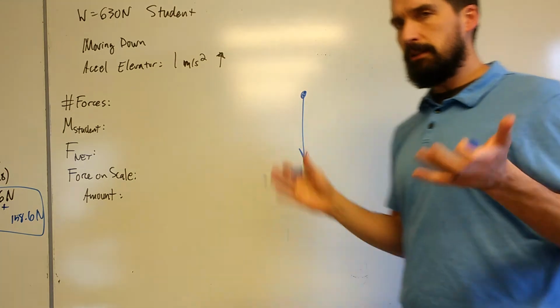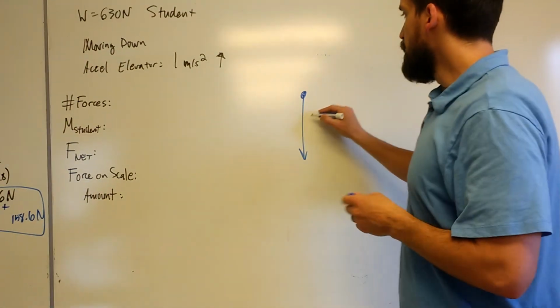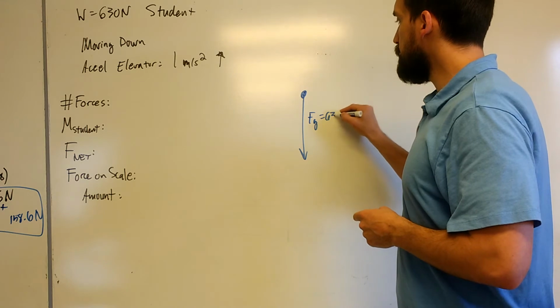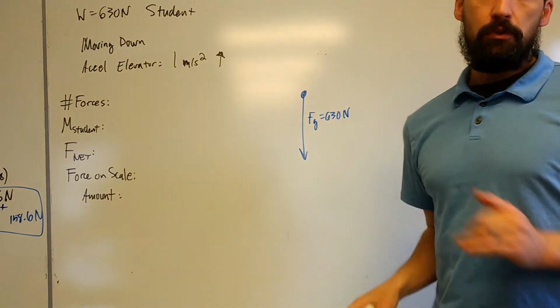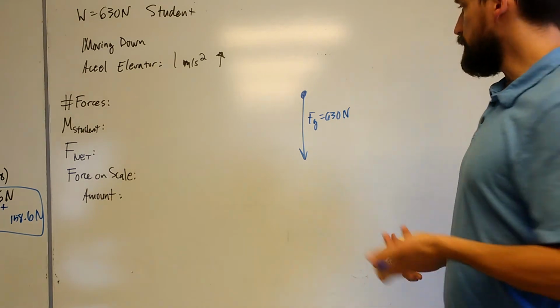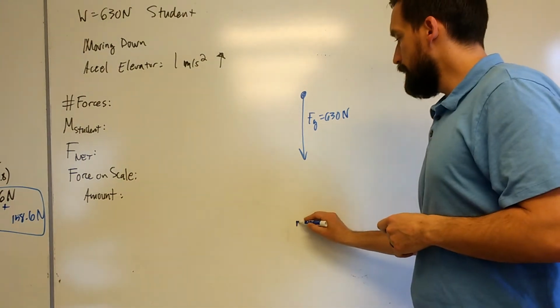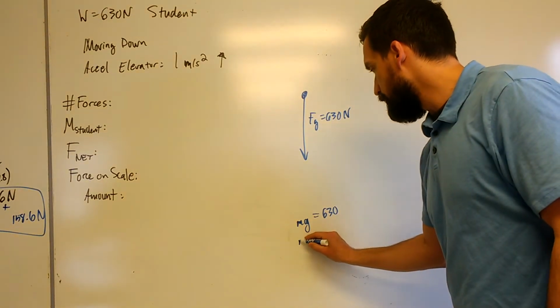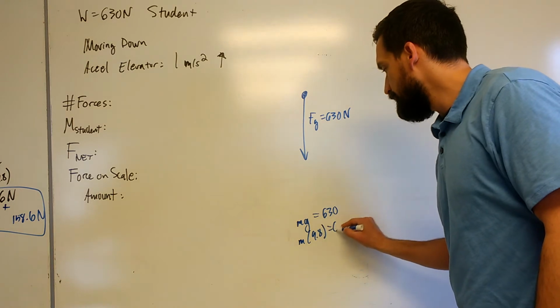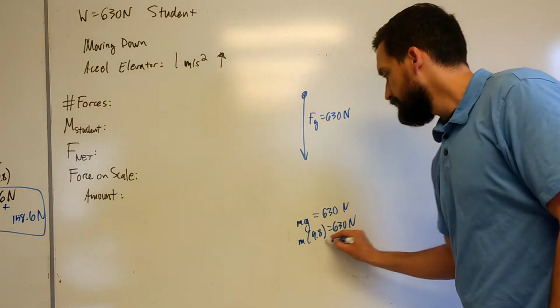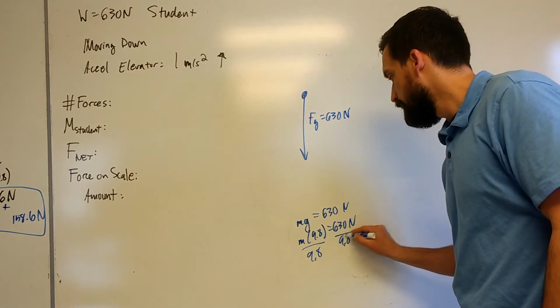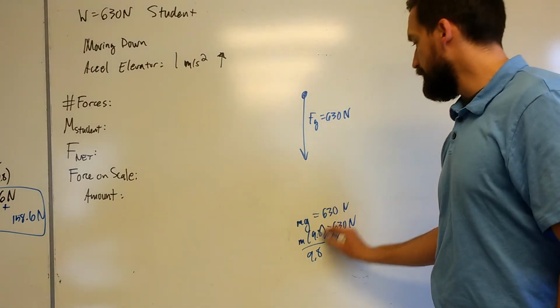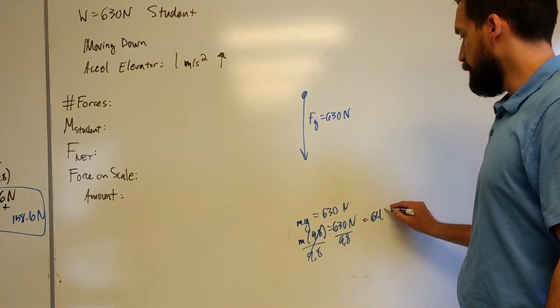They told us this, they framed it a little bit different. They said a 630 newton student. So what they actually told us was the force due to gravity is 630 newtons. But it's always helpful to know the mass of the entity that is involved here. So what we're going to do, we're going to set mg equal to 630. Make sure you can see that. Yeah, awesome. Okay. And then we know that g is, of course, 9.8. So the mass times 9.8 must have given us 630 newtons. So we'll divide by 9.8, and we're going to get that the mass of the student equals 64.2 kilograms.